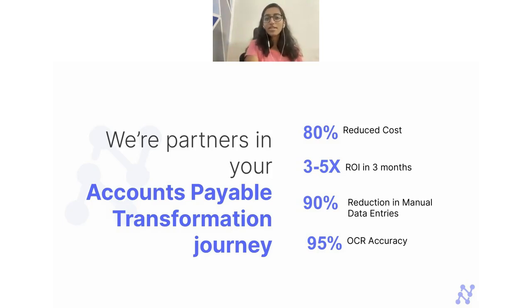And just to give you a snapshot of performance, most of our clients who have used NanoNets have seen these kinds of improvements. They've seen around 80% reduction in their accounting costs due to reduction in manual data entry. They have seen 3 to 5x ROI in a period of 3 months. They have seen 90% reduction in manual data entries with over 95% OCR accuracy.